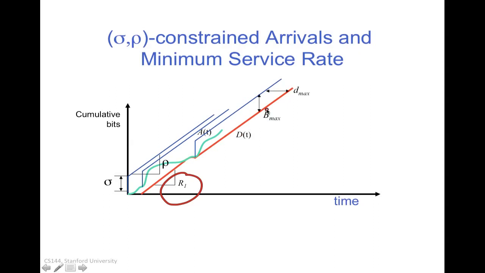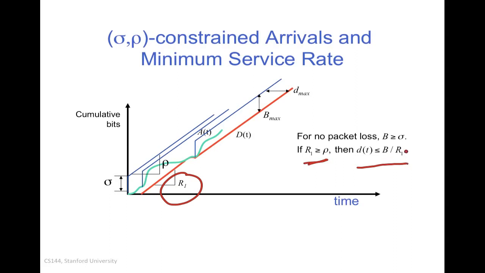And so therefore I can constrain both Bmax, that's the maximum queue occupancy I need to never overflow, and Dmax, the maximum delay of any bit through the queue. So in summary, for no packet loss, I need that B is greater than or equal to sigma. And if the rate at which I'm serving is greater than this rho, then the delay is less than or equal to B over R1. So I've now bounded the delay based on things that I can control, B and R1. Still doesn't tell me how I'm going to do this. It just tells me that if I can constrain A of t, then this will all hold.